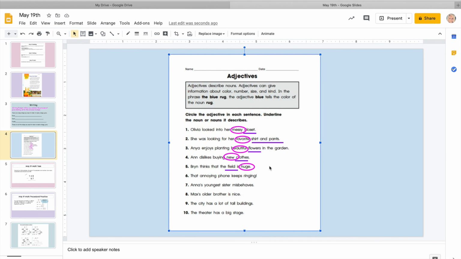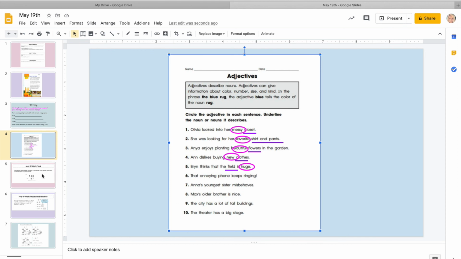But just make sure that you're circling the adjective that describes the noun. So you're underlining the noun, and then what describes the noun, you're going to circle that adjective. I would really like you to try 6 through 10 on your own. But if you do have any questions, reach out to me, and I will help you with those.